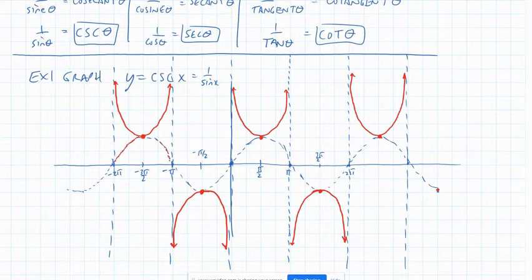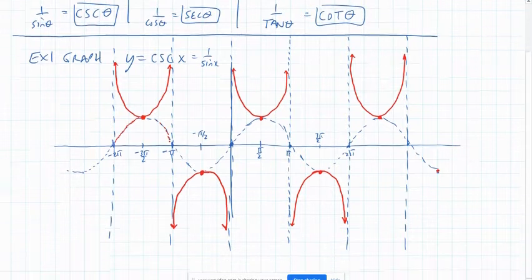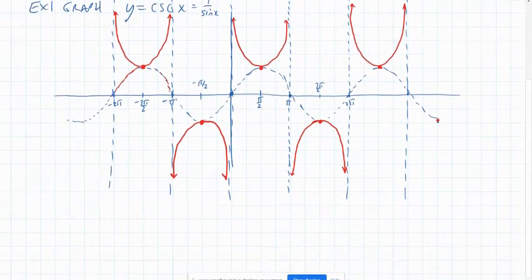Every time you graph a cosecant graph, I suggest that you start with the sine graph, and then the highs and lows become points on the cosecant graph. And if you draw the asymptotes whenever the sine graph hits 0, that'll help you guide your curves towards the asymptotes. Okay, so that's what the graph of cosecant looks like.